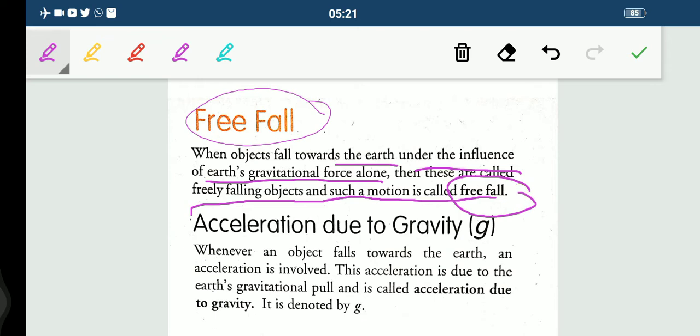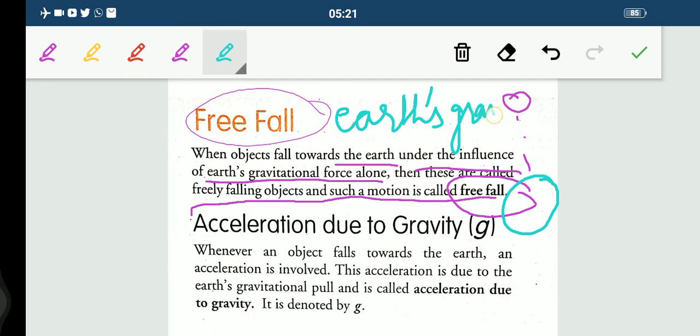So remember this thing. Suppose this is an object, and it is falling towards the earth. Let this blue color be earth, okay, and it moves under the influence of earth's gravitational force. Fine, we all know earth is attracting the object. So it is due to the earth's gravity that objects are moving down. They are falling in a downward direction. So then they are said to be freely falling bodies, and such motion is said to be free fall. Remember this thing, it's very important.